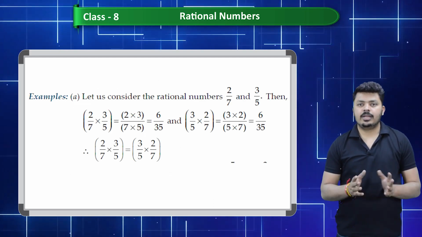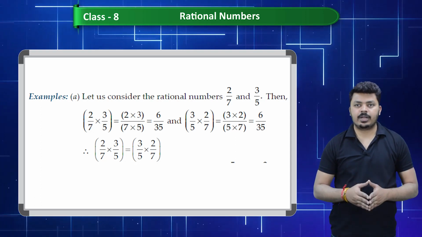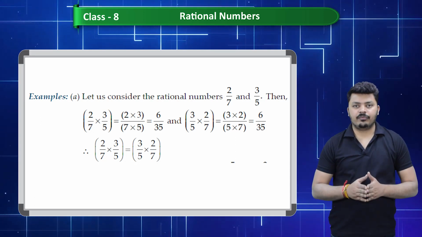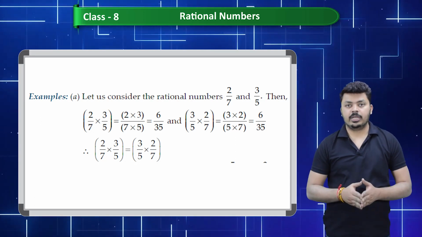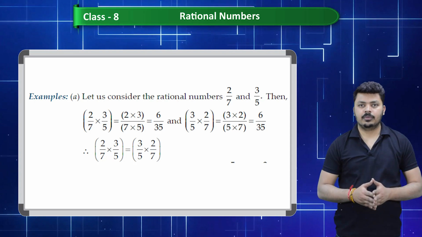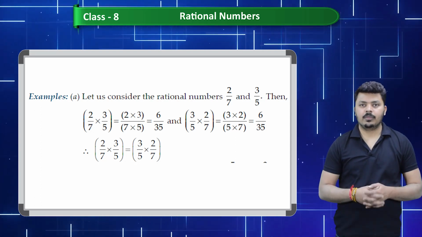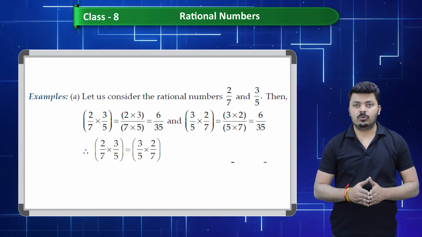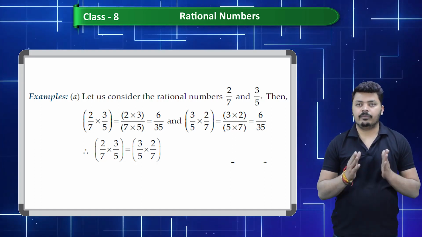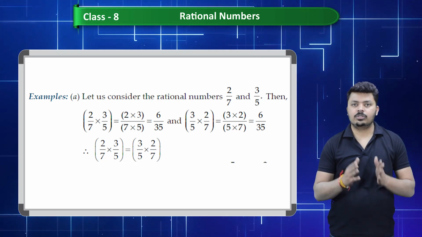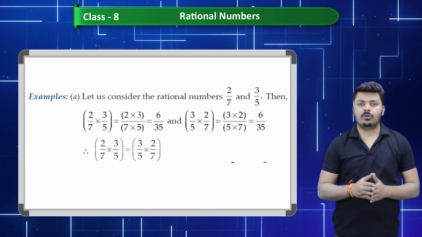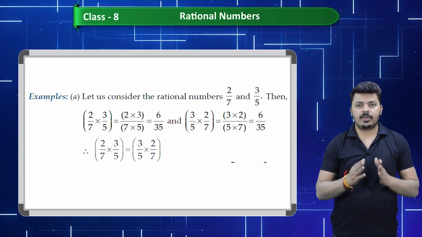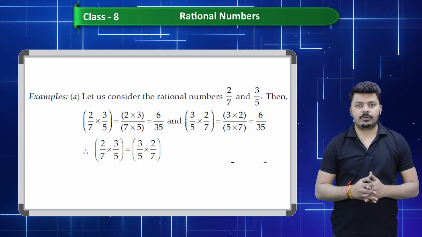Example: A. Let us consider rational numbers 2 by 7 and 3 by 5. Then 2 by 7 multiplied by 3 by 5 equals 2 multiplied by 3 by 7 multiplied by 5 equals 6 by 35, and 3 by 5 multiplied by 2 by 7 is equal to 3 multiplied by 2 by 5 multiplied by 7 equals 6 by 35. Therefore, 2 by 7 multiplied by 3 by 5 equals 3 by 5 multiplied by 2 by 7.